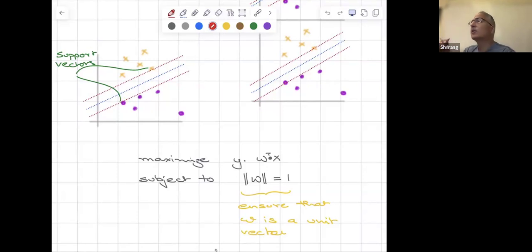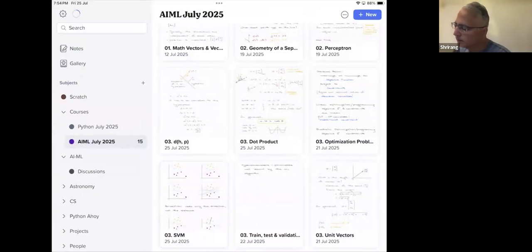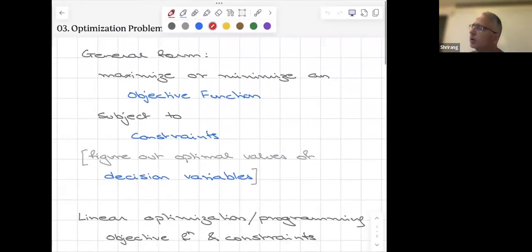Okay, so this is all fine from a high level intuitive understanding, right? But we need an algorithm that is going to calculate this, and this is where I'm going to wave my hands a little bit. So we're going to look at optimization problems in general. From a mathematical perspective, the general form of any optimization problem is I have an objective function, which I want to maximize or minimize, subject to some constraints. That is the most general form of an optimization problem.